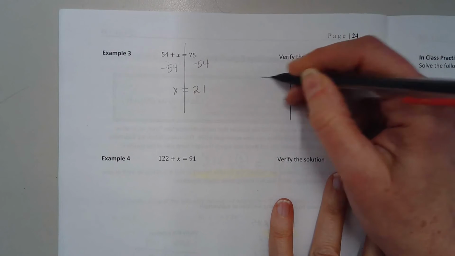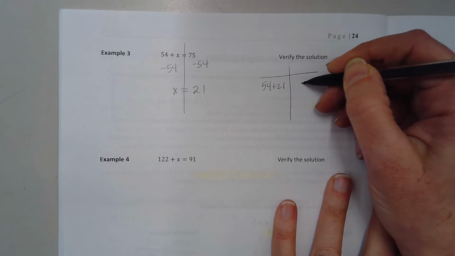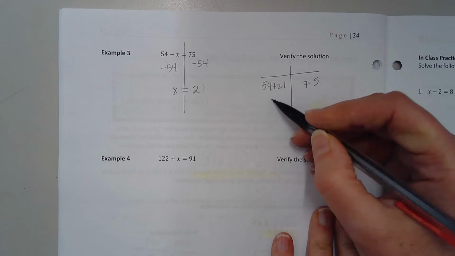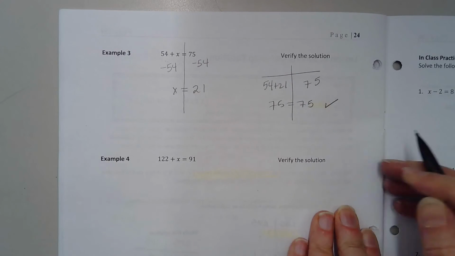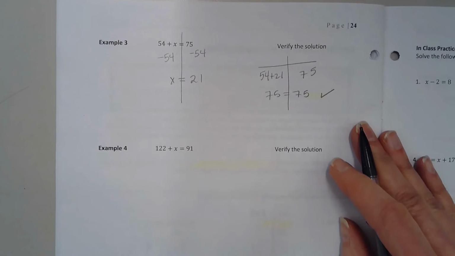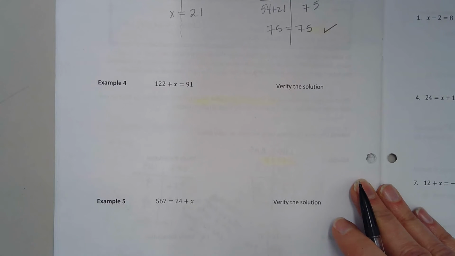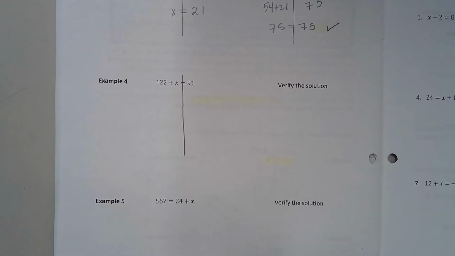You don't sound convinced that the answer is 21. Is it? Okay. So let's verify. 54 plus 21. It should equal 75. Okay. Yeah. So verified. I'm going to add a couple of more difficult ones onto this in the end too. Okay, 122 plus x. Tell me what the answer is. I'll give everyone a few seconds.